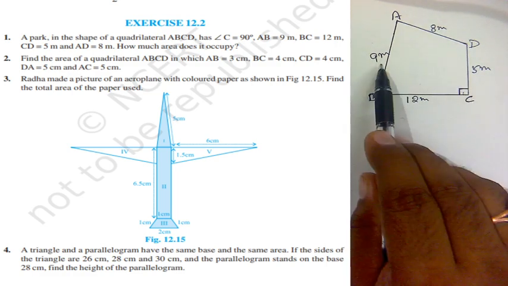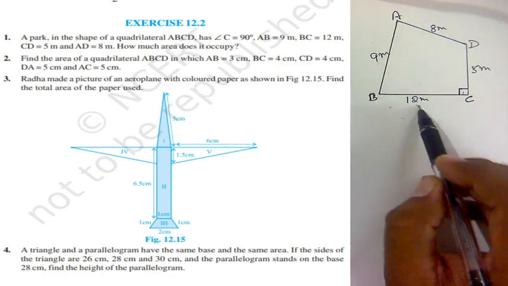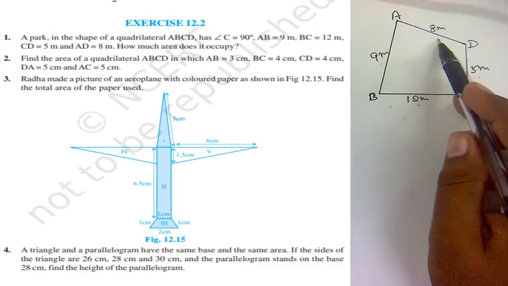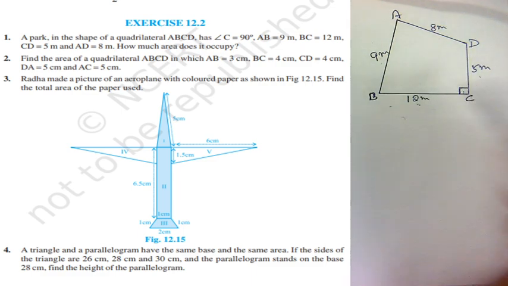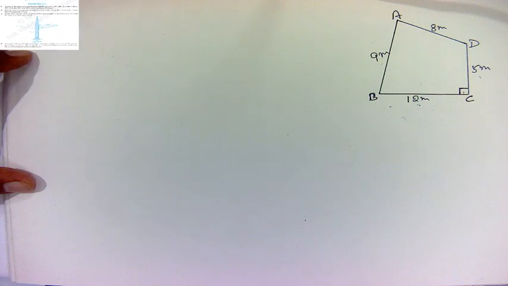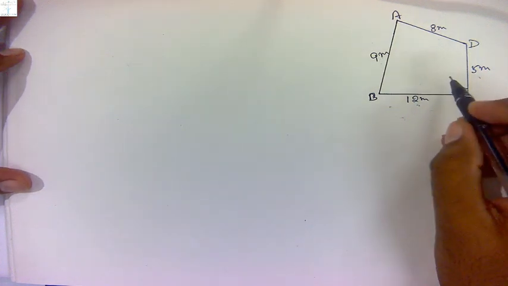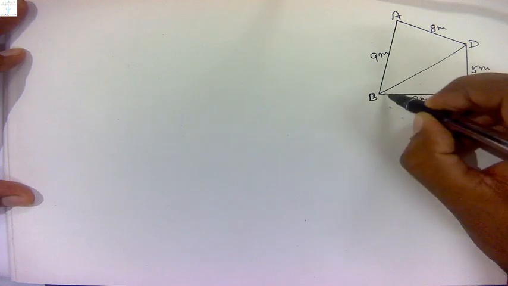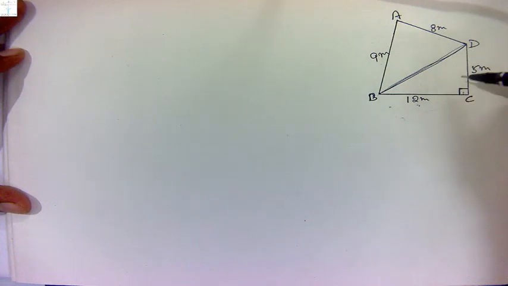You are given the sides AB as 9 meter, BC as 12 meter, CD as 5 meter and AD as 8 meter. Now you need to find out how much area it occupies. In this, though there is no triangle formed, by joining the diagonal BD you can see that the quadrilateral is divided into two triangles.